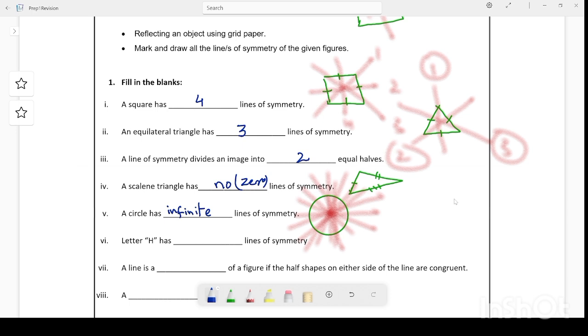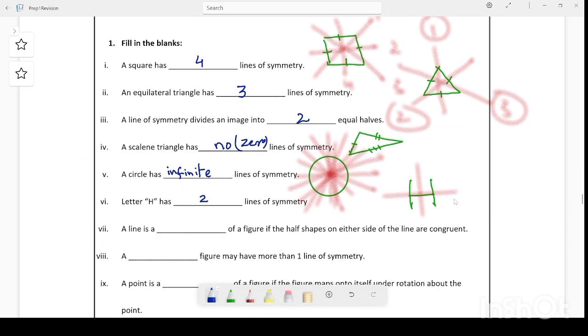Similarly, the letter H has dash lines of symmetry. So first of all, we have to draw the H shape. This is the H shape. And in this H shape, if we draw a line of symmetry, there's one line of symmetry which is dividing H into two halves. Similarly, there's another line which is also dividing H into two halves, this horizontal line. So it means H has two lines of symmetry.